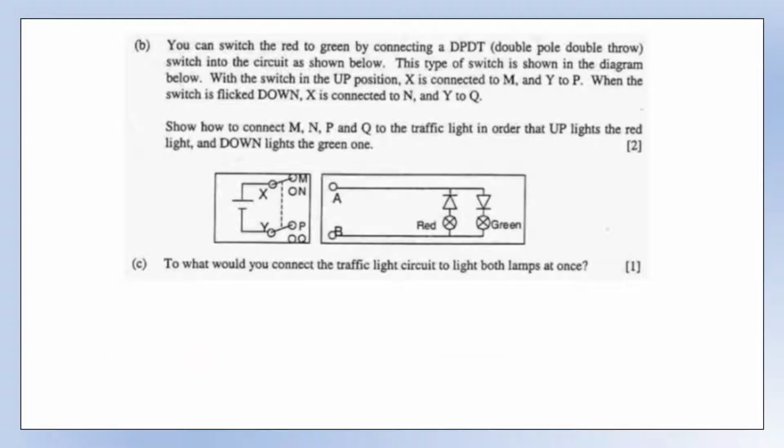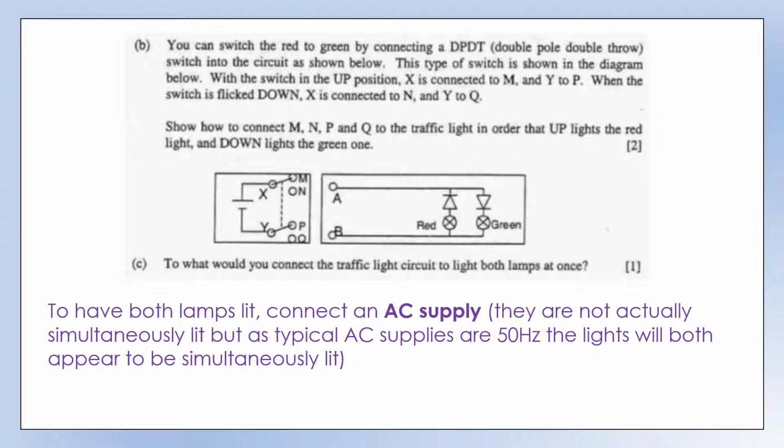So it says, what would you change in the traffic light circuit to operate both lamps at once? So we would need to change the supply. At the moment we've got a DC supply, so we're only ever going to have one or the other. If we want them both lit, we're going to need an AC supply, which doesn't actually light them both simultaneously, but if it runs at 50 Hertz, like it does in the UK, it will certainly look like they're both lit, because they're both lighting and dimming 50 times a second.